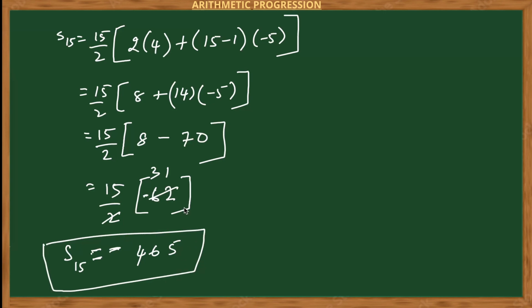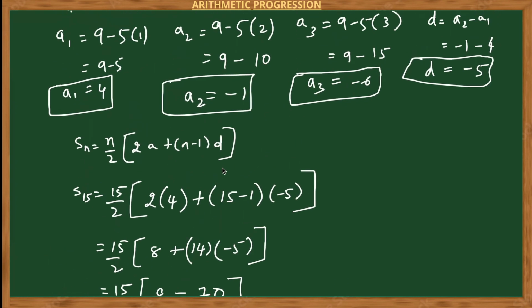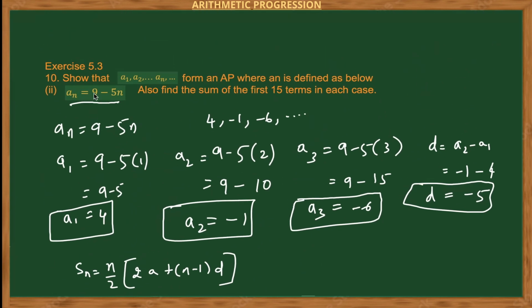Hope this is clear, students. Let me just again show what exactly we have done. So here it says that every arithmetic progression term is going to follow this particular pattern, which will be a_n is equal to n minus 5n. So every term, or the entry, is going to follow this pattern.